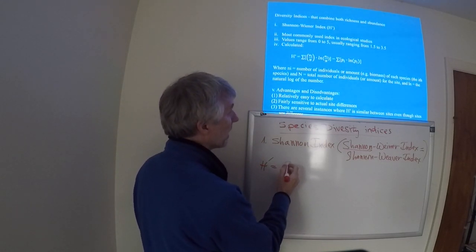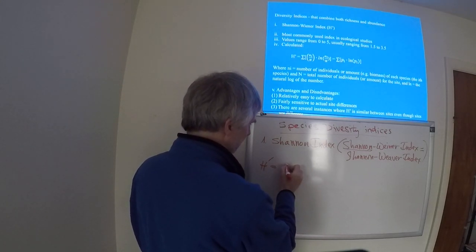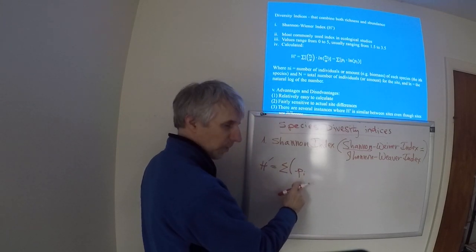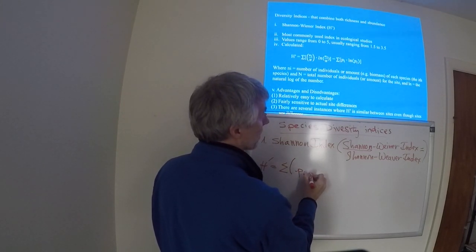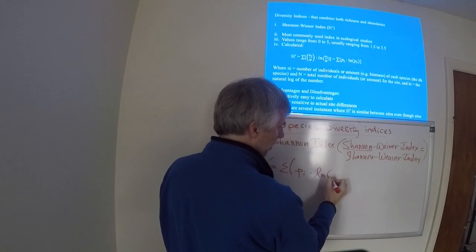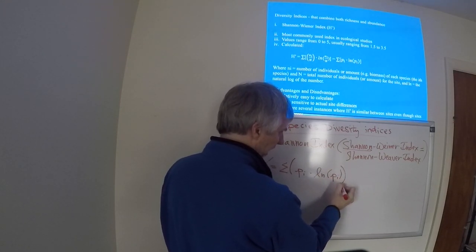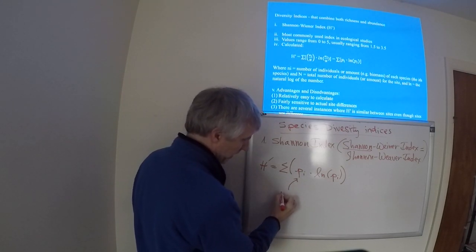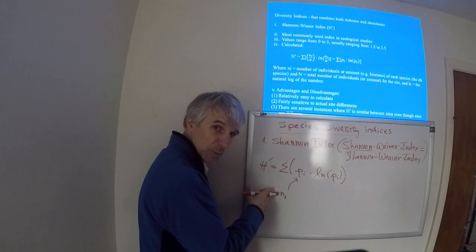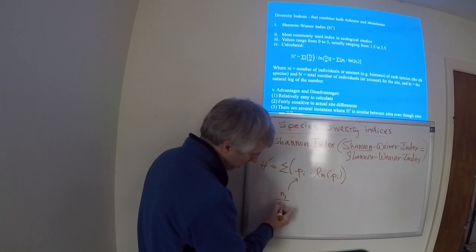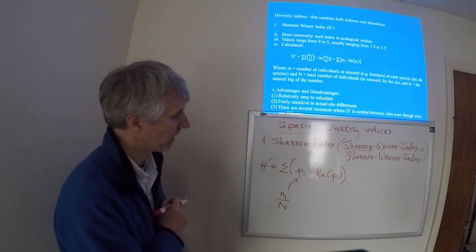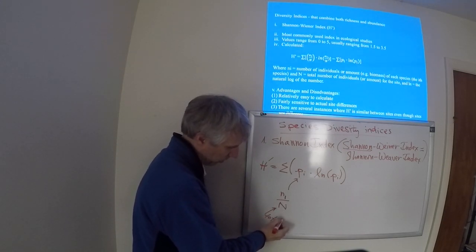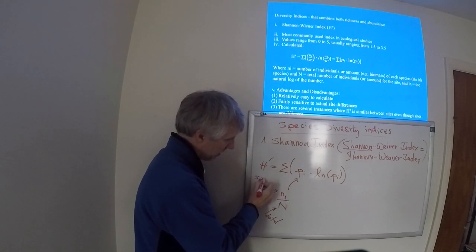So basically this measure is the sum of abundance proportions for each species multiplied times the natural log of that same value. The proportion here is the abundance of species 1 divided by the total abundance in the community. So this is total, this is for species 1.